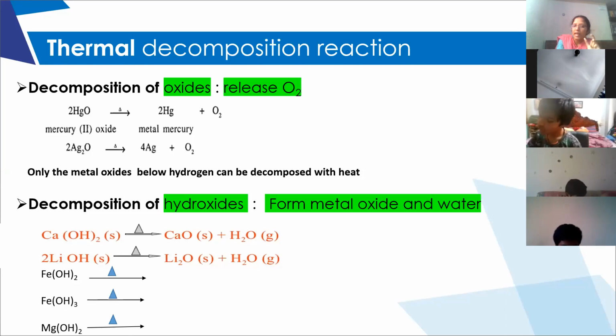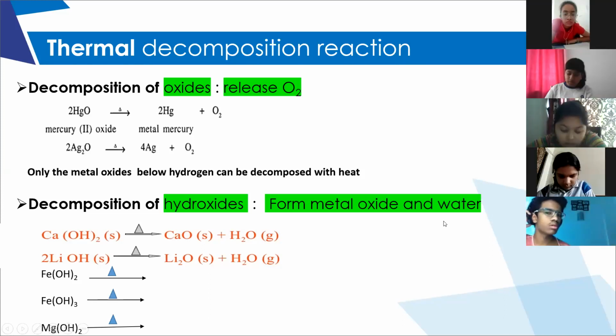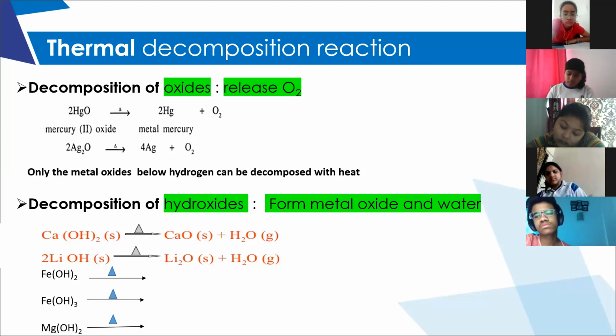The energy which we supply in the form of heat is called thermal decomposition. Repeat, if we are decomposing a substance using heat energy, it is called a thermal decomposition reaction. Okay, the first thing, don't get confused: any metallic oxide, when decomposed, forms metal and oxygen. Clear? Is the first point clear?